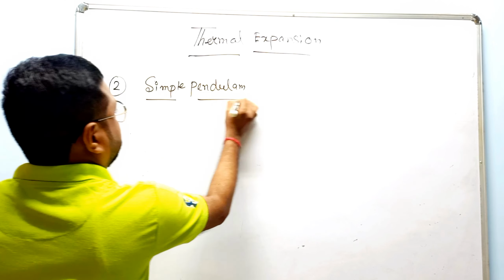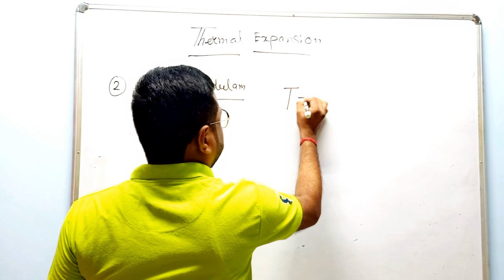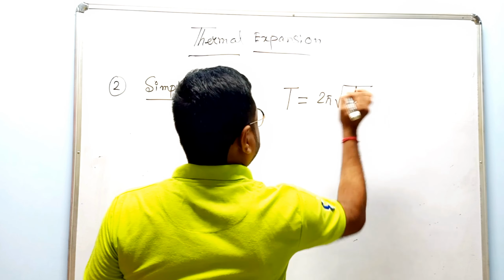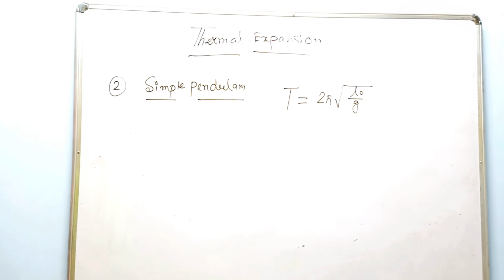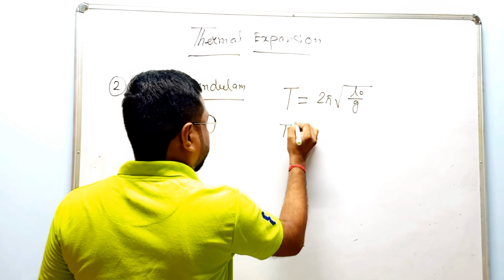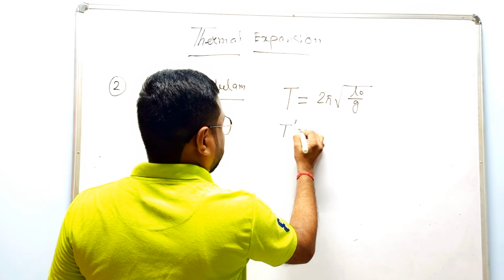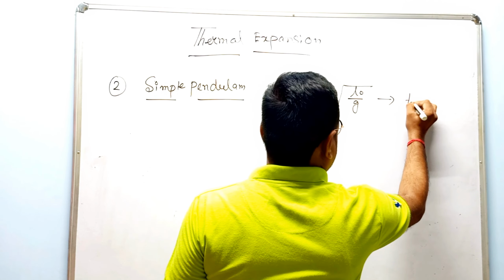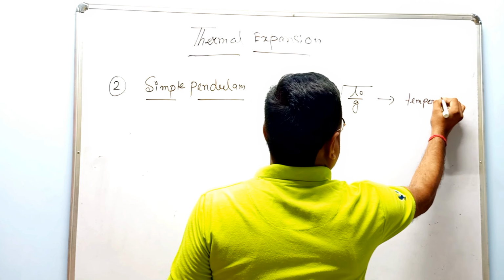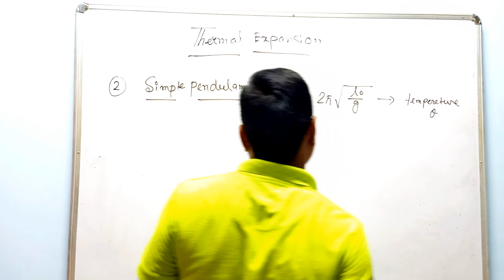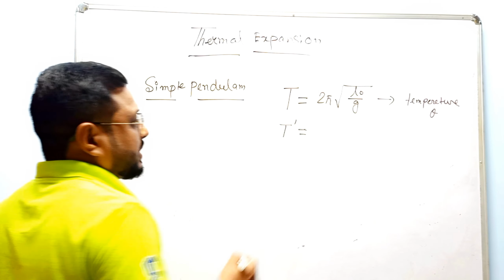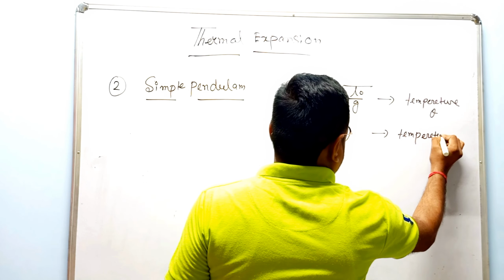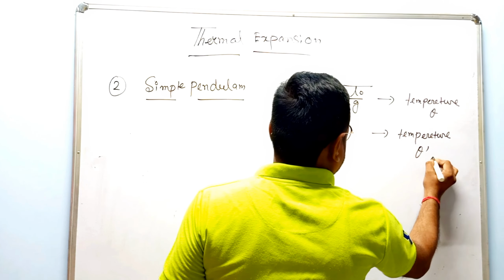The time period of a pendulum is given by T equal to 2π root under L0 upon g. When the temperature is theta, the time period is T. When we increase the temperature, it becomes theta dash, where theta dash is greater than theta.